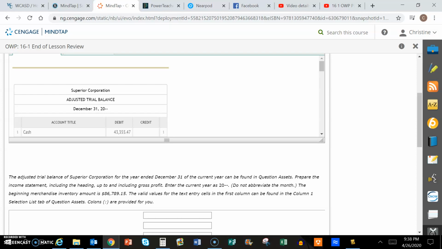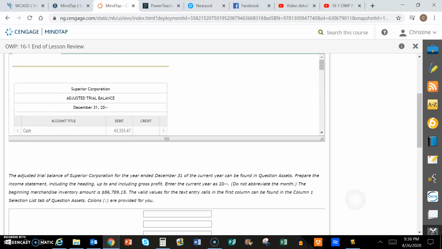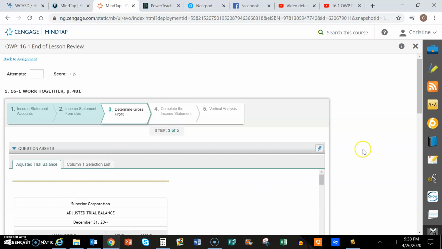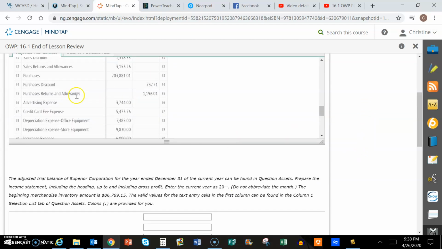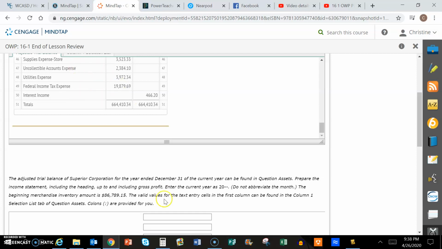That's the only number that's going to be on this income statement that we don't get from the adjusted trial balance that's up here. So we're going to get all of our numbers from up here. All these numbers, we're going to use all this stuff up here, but this 86,789 is the only one that's not going to be there.